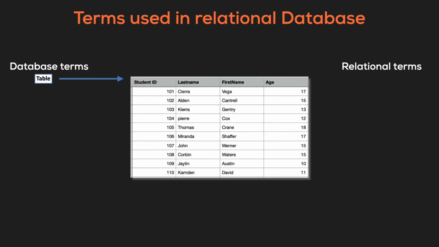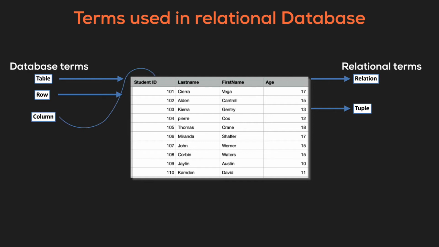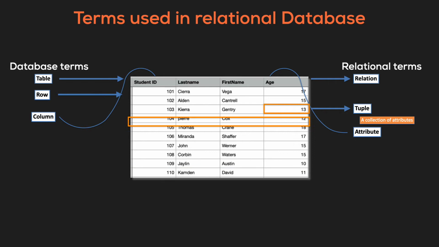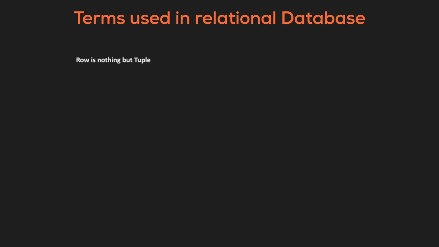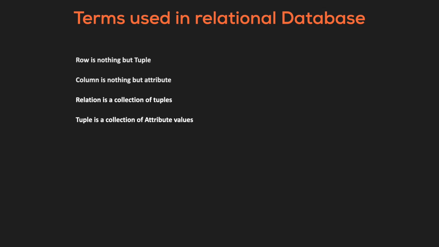What we call a table in database terms is known as a relation in relational terms, and each record is known as a row in database terms, but it is known as a tuple in relational terms. Student ID, last name, first name are known as columns in database terms, but they are known as attributes in relational terms. So a tuple is nothing but a collection of attribute values, and a relation is nothing but a collection of tuples. So we can say a row in database terms is nothing but a tuple in relational terms, and a column in database terms is nothing but an attribute in relational terms. A relation is made up of a collection of tuples, and a tuple is made up of a collection of attribute values.